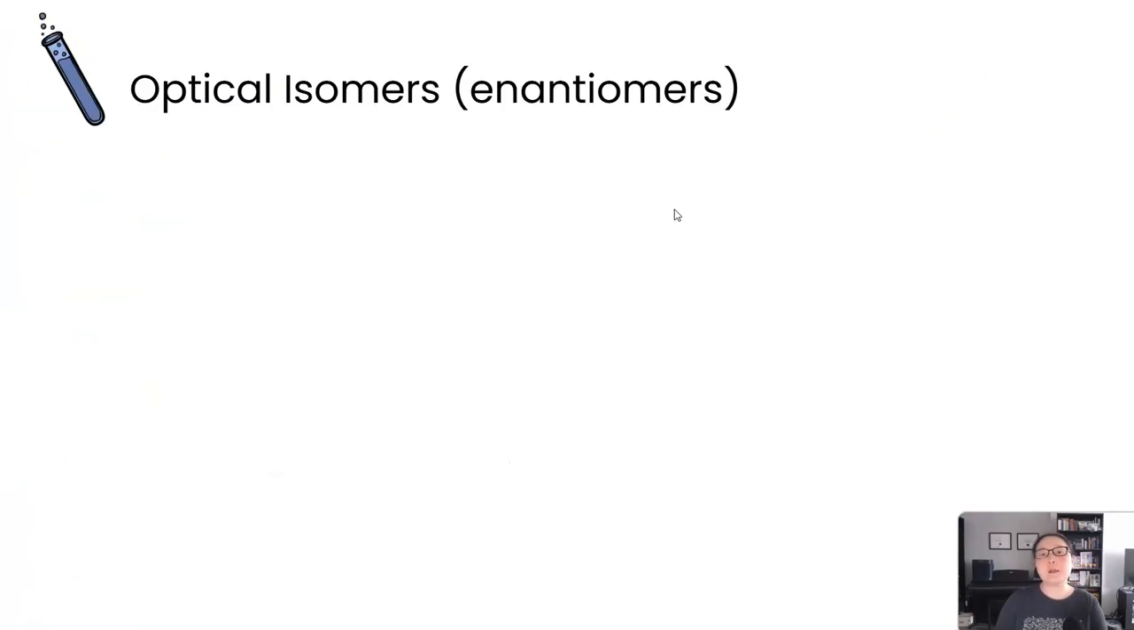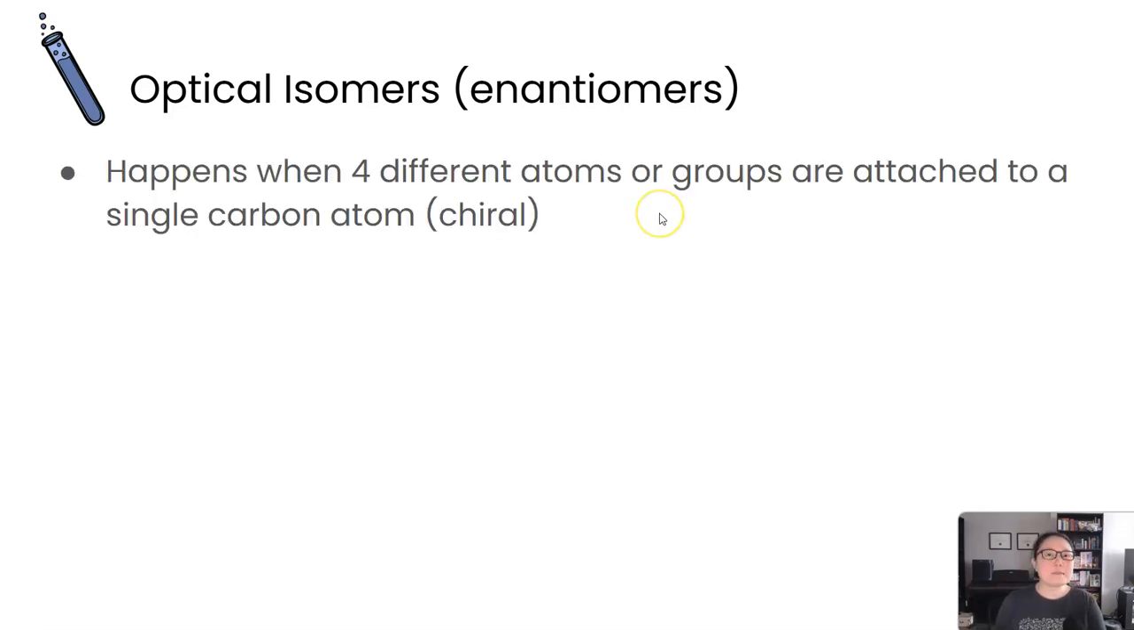Optical isomers, or enantiomers, are the last type of isomer that I'm going to talk about. Now, the thing about enantiomers is that the structures are all the same, the connections are all the same, and yet there's still something different about these isomers. This can happen when you have a carbon that has 4 different atoms or groups attached to it. When that happens, that carbon is referred to as being chiral.